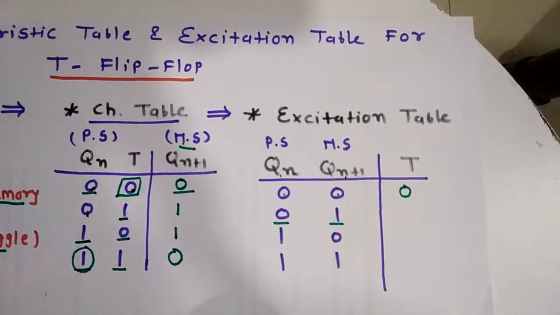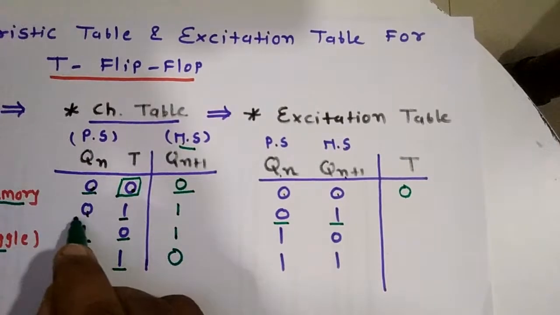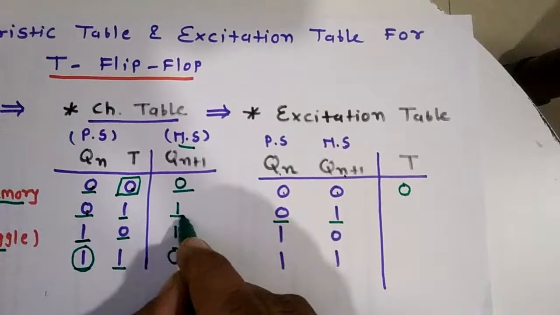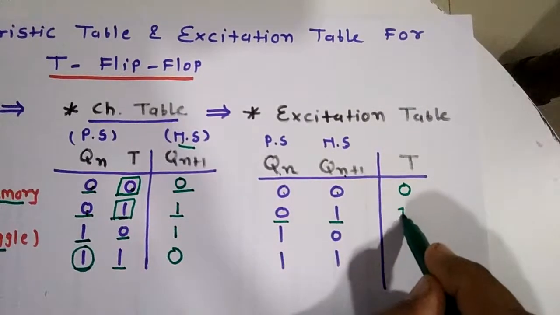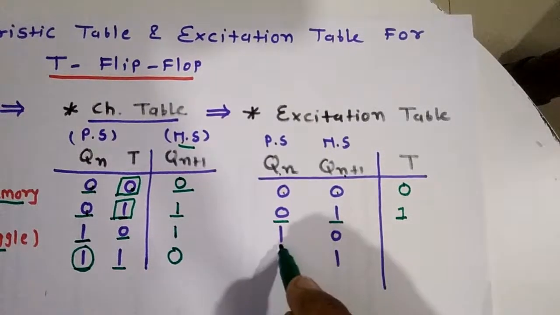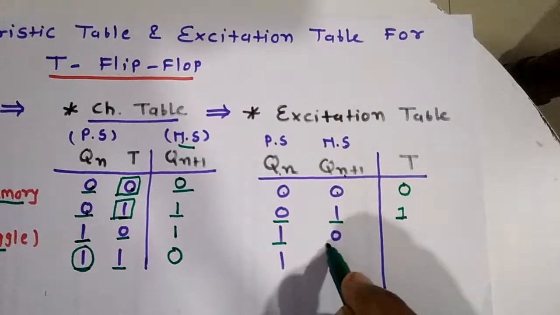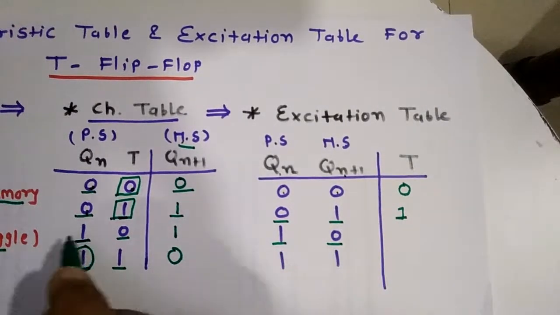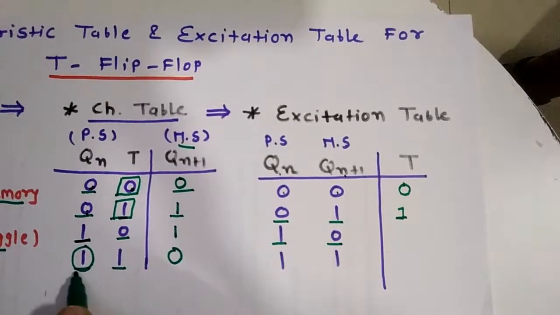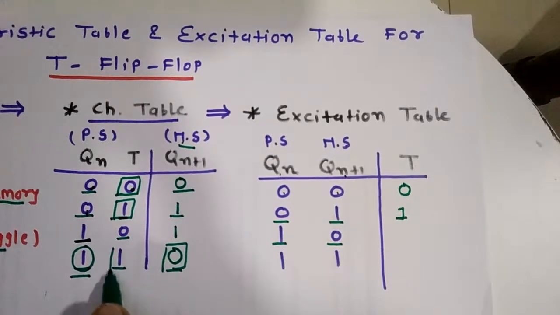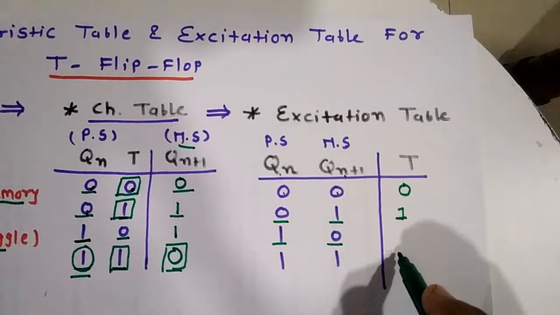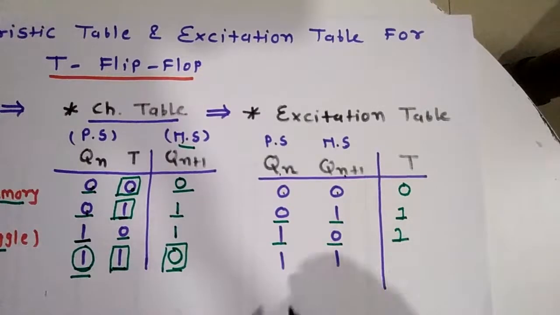If Q of n is 0 and Q of n plus 1 is 1, what is the value of T? T is equal to 1. If Q of n is 1 and Q of n plus 1 is 0, in this condition T is equal to 1.